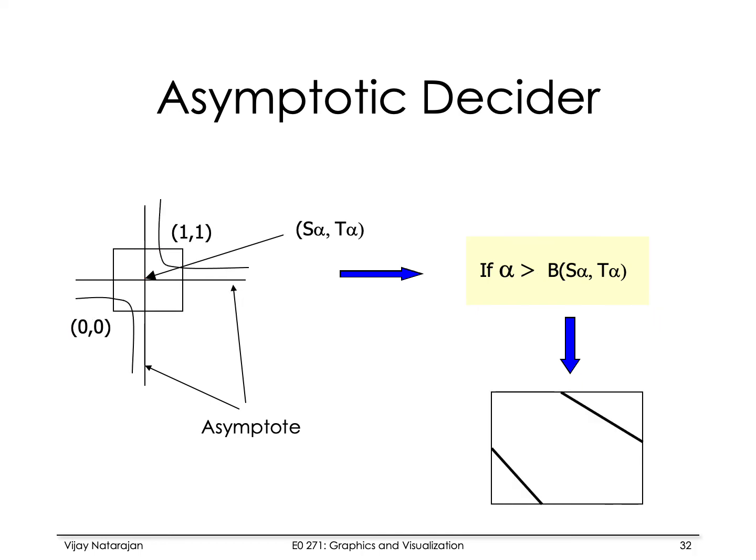The other case is where alpha is greater than the value of the function at S alpha T alpha. And for the four iso points, we again connect now the iso points like this.